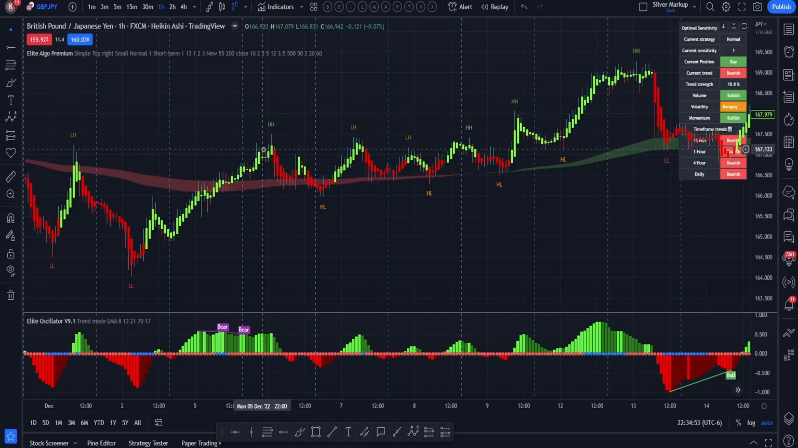You want to see the Elite Oscillator change colors along with the candles change colors into the counter trend color. With this being an uptrend, the counter trend color will be red. On a downtrend, the counter trend color will be green.